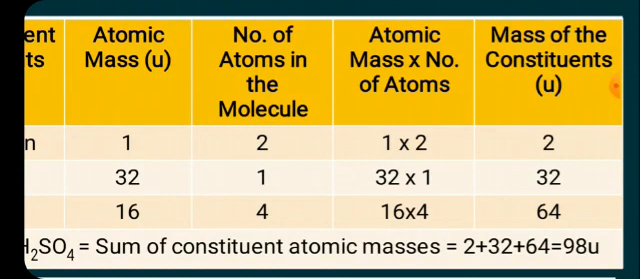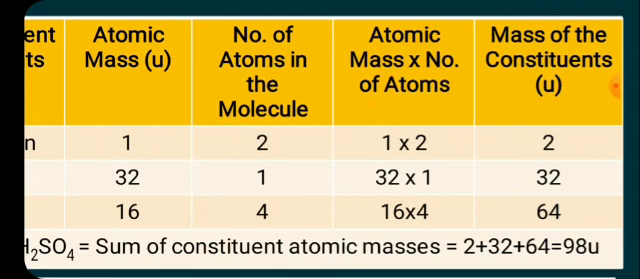Atomic mass of hydrogen multiplied by number of hydrogen atoms: 1 multiplied by 2 is equal to 2. Sulfur has atomic mass 32. Number of atoms, a single sulfur atom is present. Therefore 32 multiplied by 1 is 32. 16 is the atomic mass of oxygen. Number of atoms 4. 16 multiplied by 4 is equal to 64.